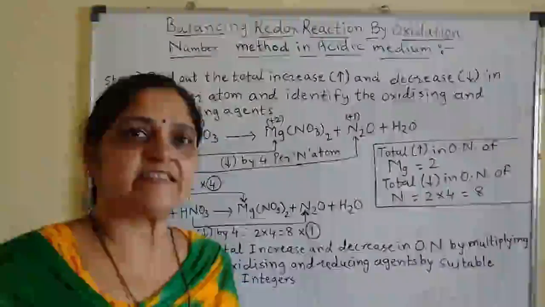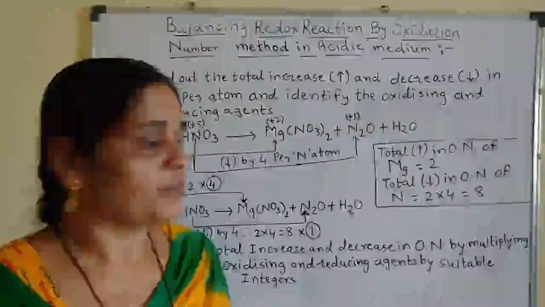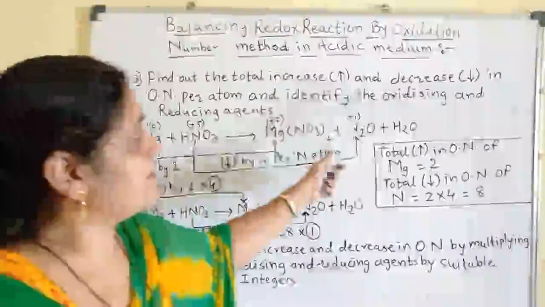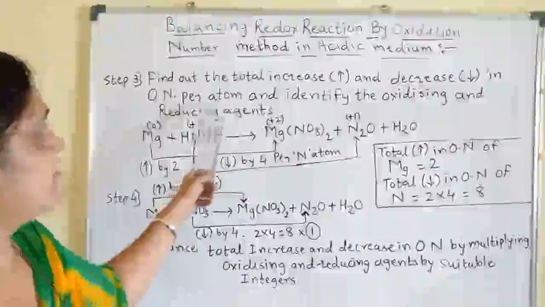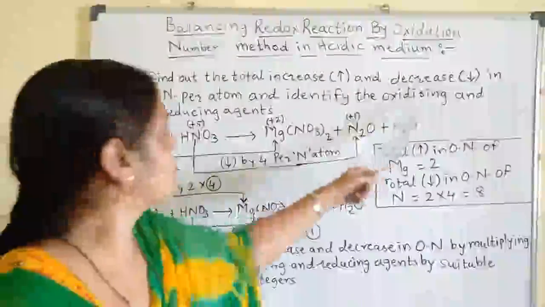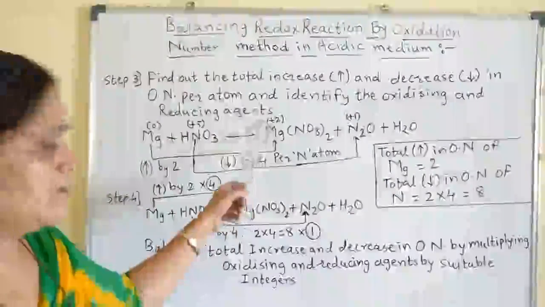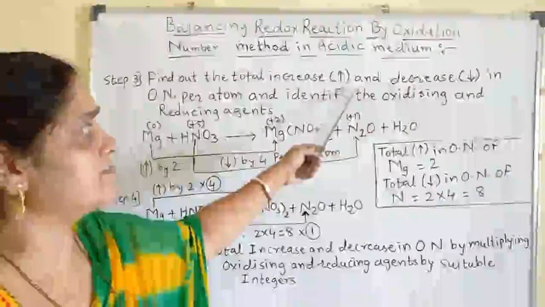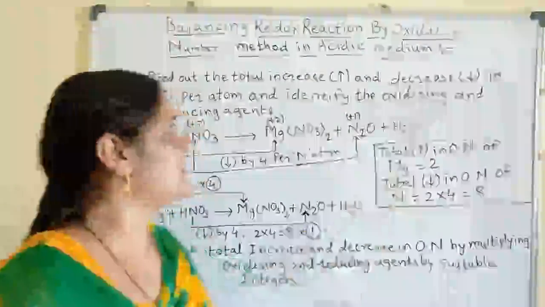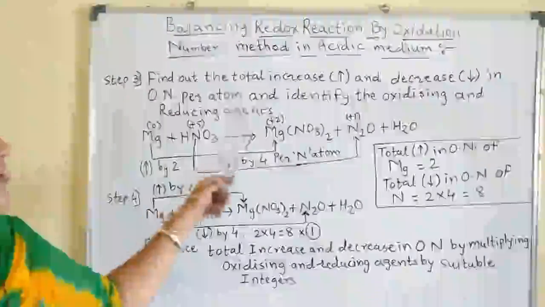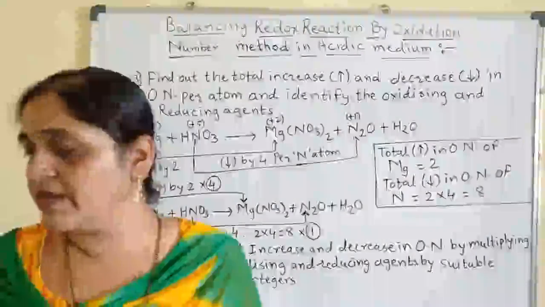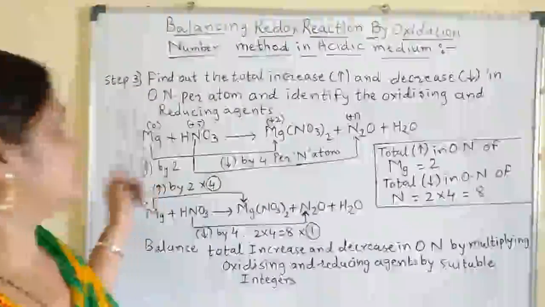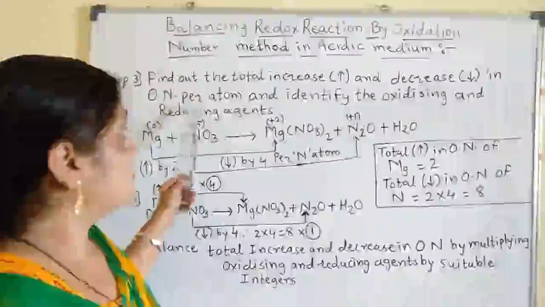So now students, in step third, what we have to do? In step third, we have to find out the total increase and decrease in the oxidation number per atom and identify the oxidizing and reducing agent. Means in this step, we have to find out total increase. I have shown increase with upward arrow and decrease with downward arrow. So how many total electrons lost and how many total electrons gained, that we have to do with this step.